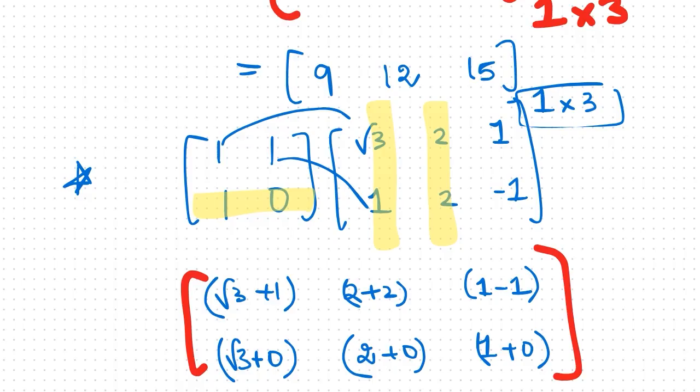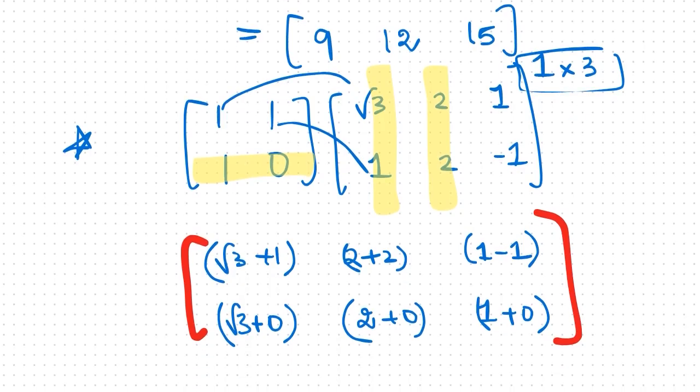Multiplication of matrices. How do we write root 3 plus 1? Root 3, we leave it like that. Root 3 plus 1. And 2 plus 2 is 4, 1 minus 1 is 0. This is 2, this is 1, this is root 3.